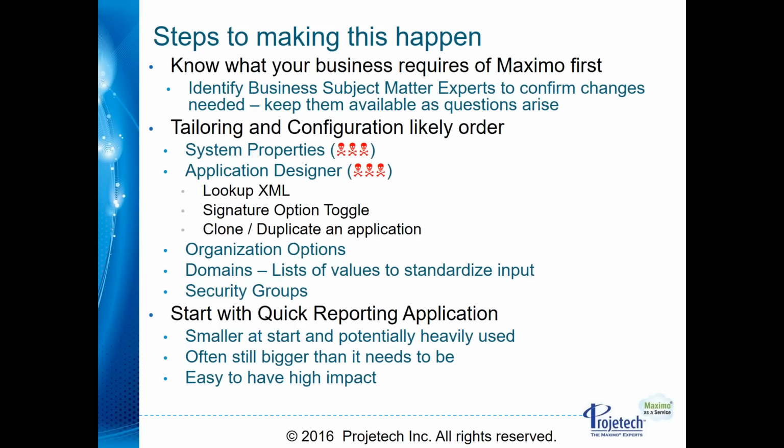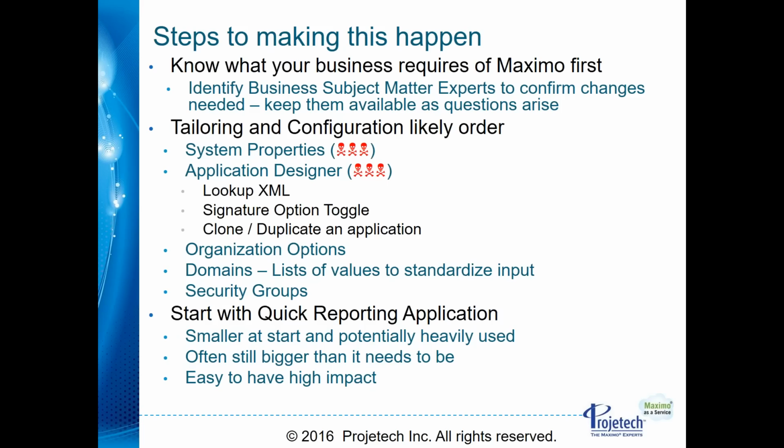You'll have a signature option toggle. I'm actually going to show you how that's done so you can see all the implications of it. We'll go ahead and create one and then show you what you can do with it. And then there are sometimes where it's useful to just clone the application or duplicate it. Then you may move into organization options, domains.